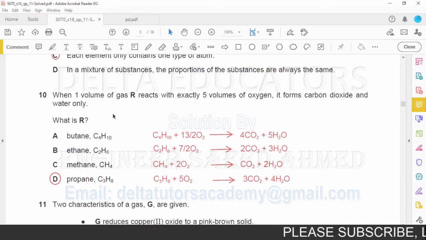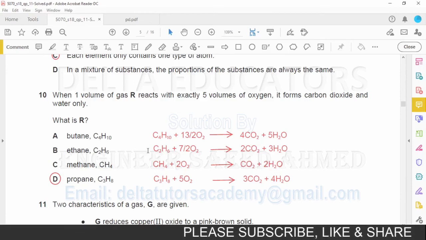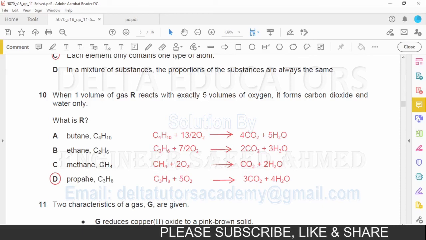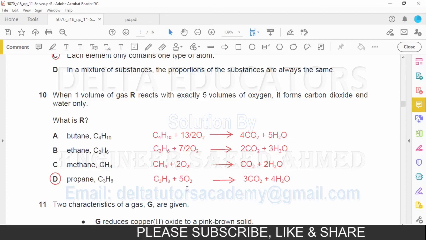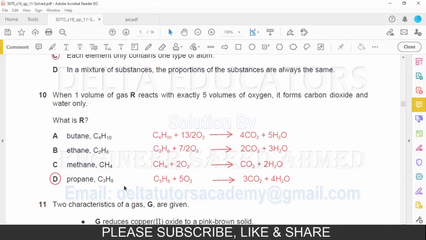Now in all the options, we have to react each one with oxygen and check where we will get 5 moles of oxygen. When we react butane with oxygen to form carbon dioxide and water, the moles of oxygen reacted is 6.5 moles. In ethane, it is 3.5 moles. In C, it is 2 moles. In D, when we react propane with oxygen to get carbon dioxide and water, the number of moles of oxygen reacted is 5 moles. So our correct option is option D.